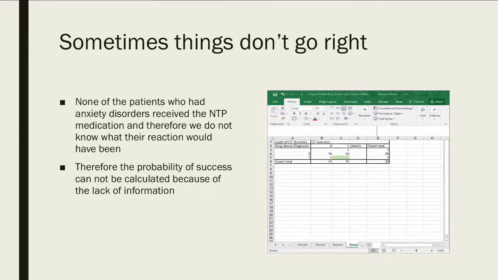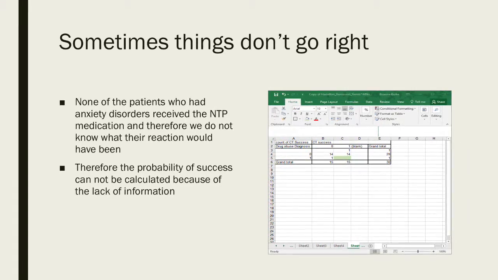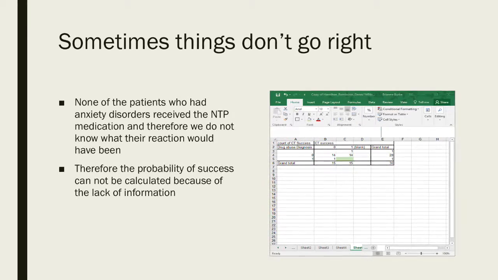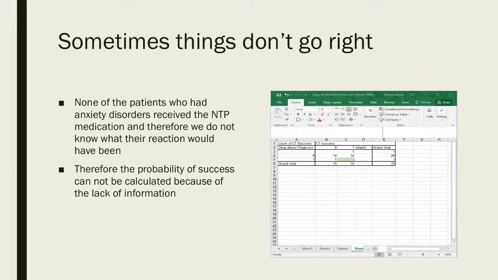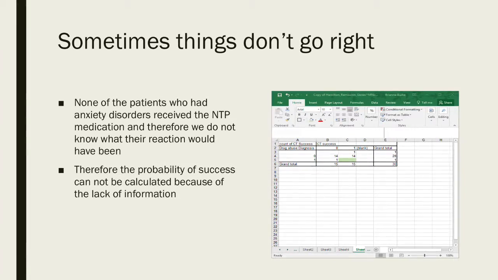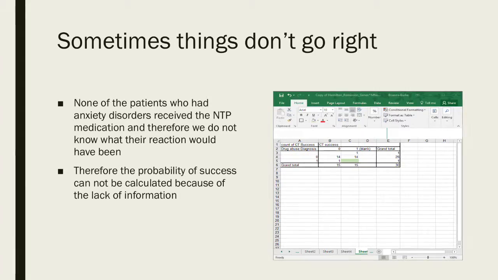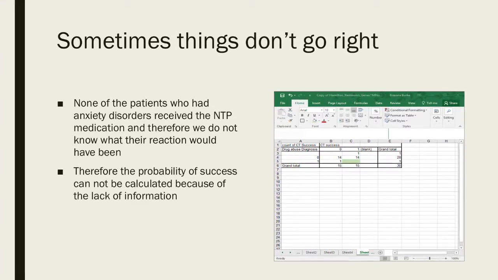Sometimes not every medication always has the data that can be used. If you run into a problem that the medicine was not tried on the patient and the cell of C5 is blank, then we do not know what their reaction would have been. Therefore, the probability of success cannot be calculated because of the lack of information.